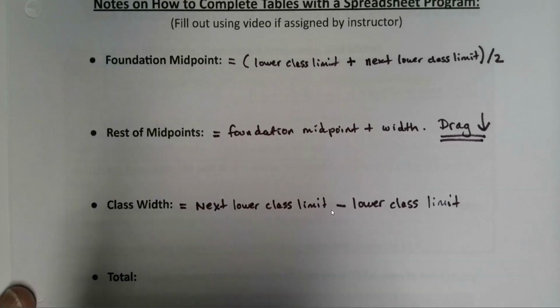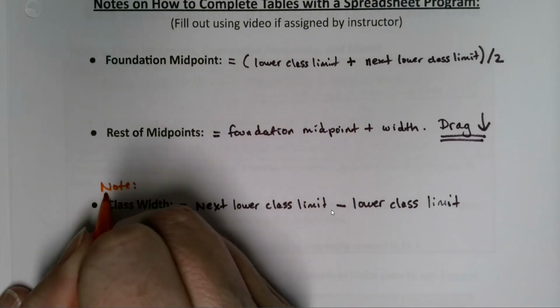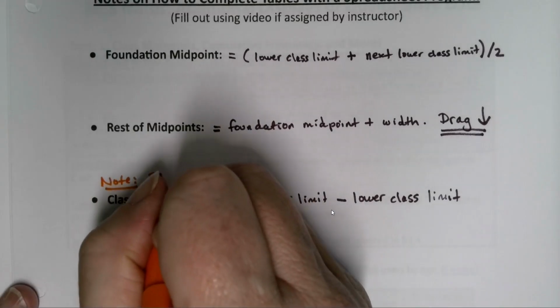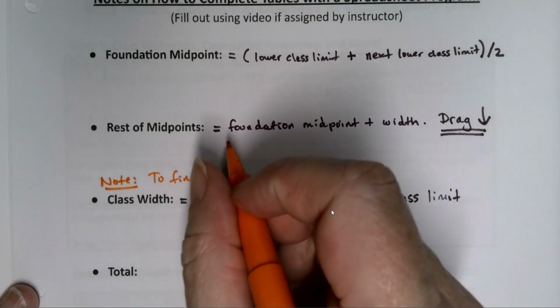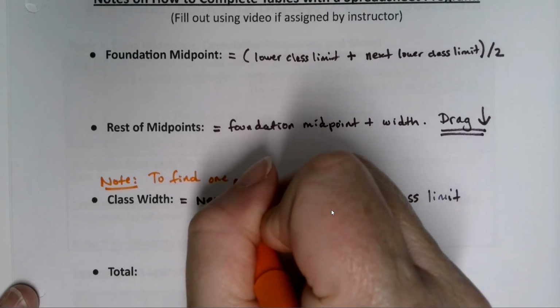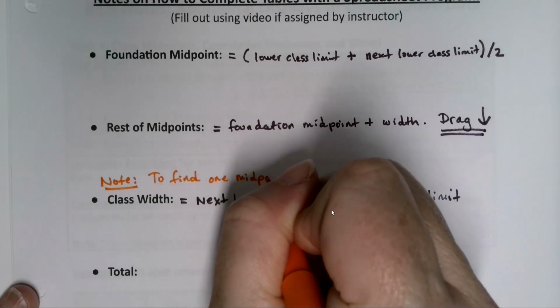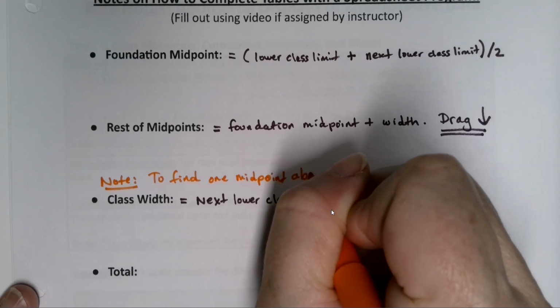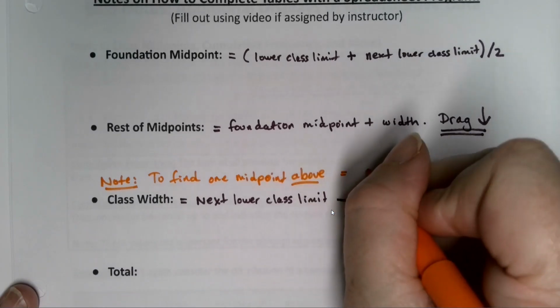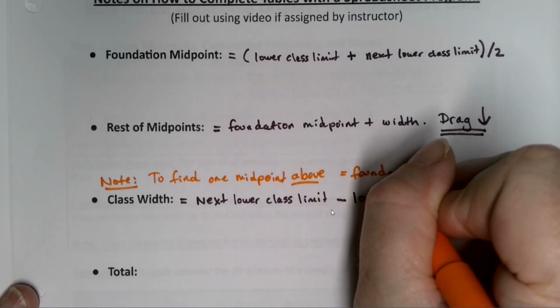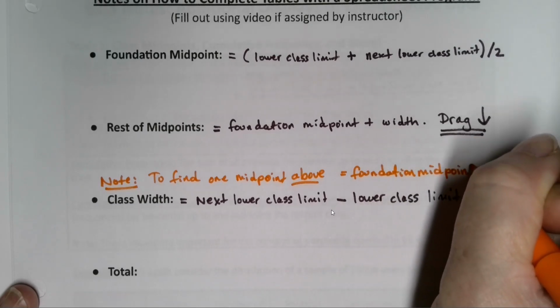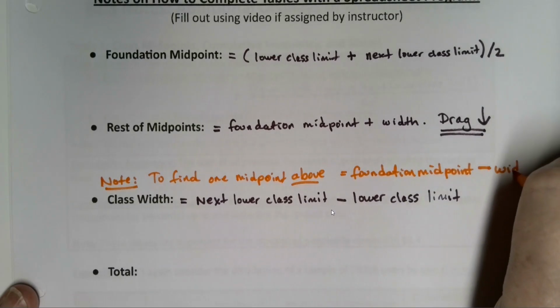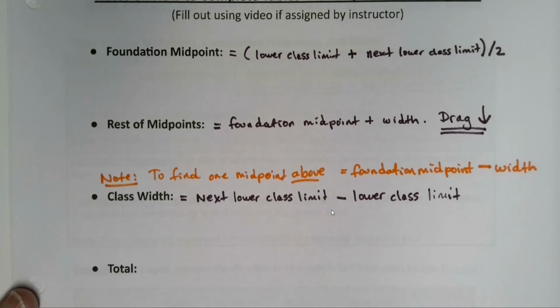Now, there is one other thing to note in here, which is to find the first midpoint, to find the midpoint above. It would be equal to the foundational midpoint minus the width, not plus. So that's just something to note.